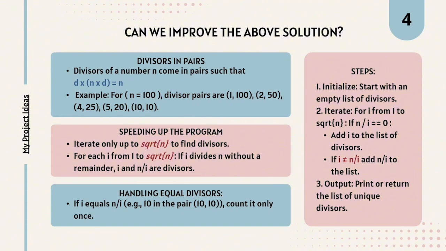So how do you handle the equal divisors like 10 and 10? This can't be counted as two different numbers because 10 is a single number only. In this case, count a single 10.